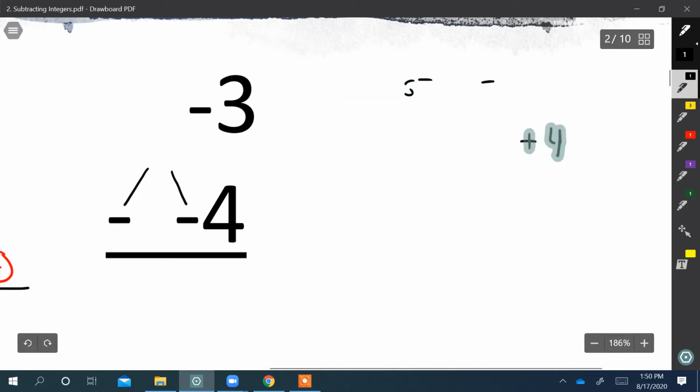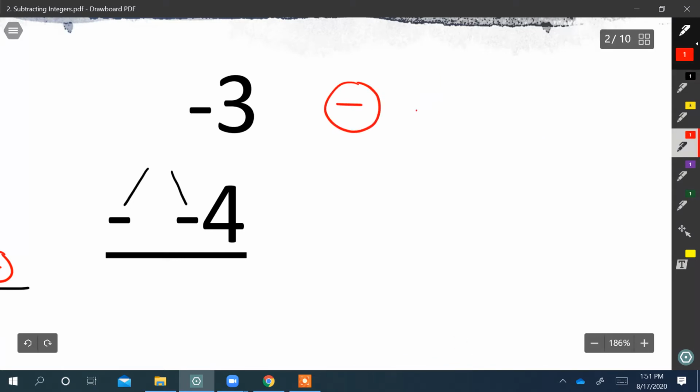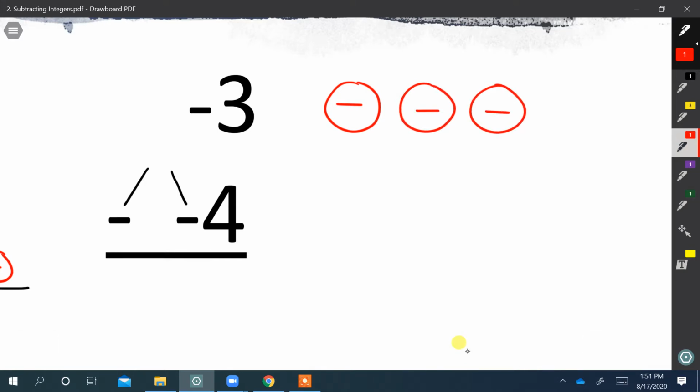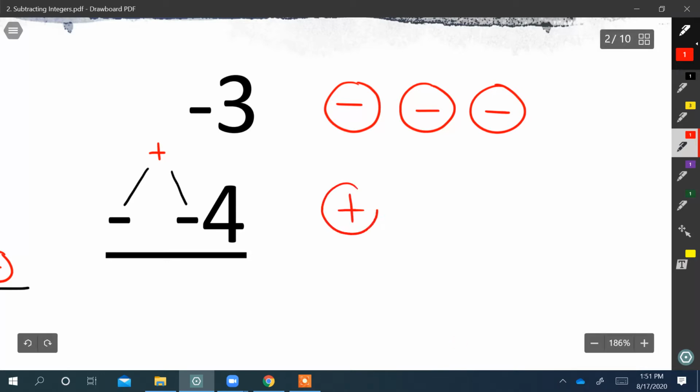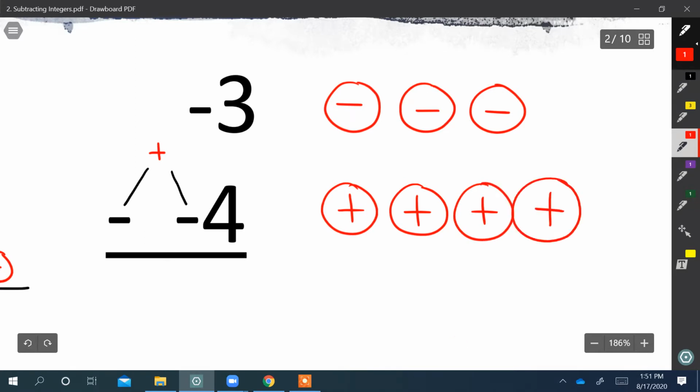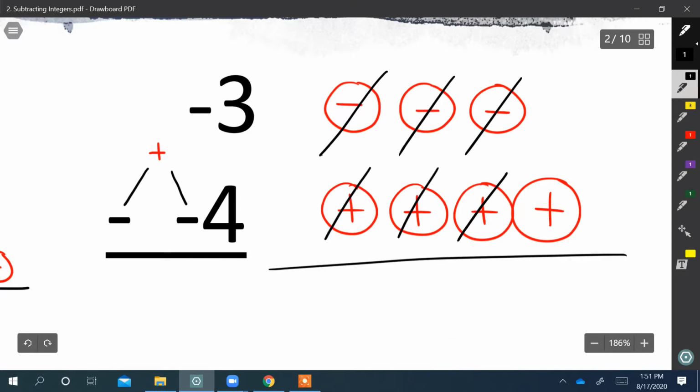So in my mind, the way I see it is like this. I see 3 negatives, and then those 4 negatives will actually become positives because the opposite of negative 4 is positive 4. In such a way that this and this cancel all out, and I eventually get positive 1.